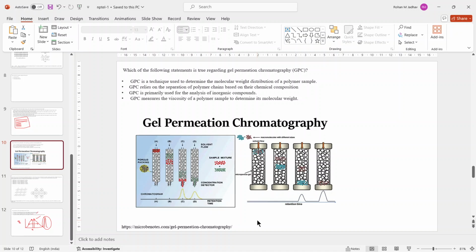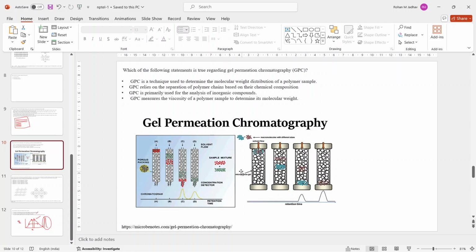The representation is showing it coming from the top and going to the bottom, but it's not like that. The column can be arranged in any way. It's just the flow rate of the polymer solvent mixture coming inside, which tells you at what rate the polymer will pass through. But the larger chains will not be able to enter the pores of the packing, and since they are not able to enter, they will just flow on the outside and come out first.